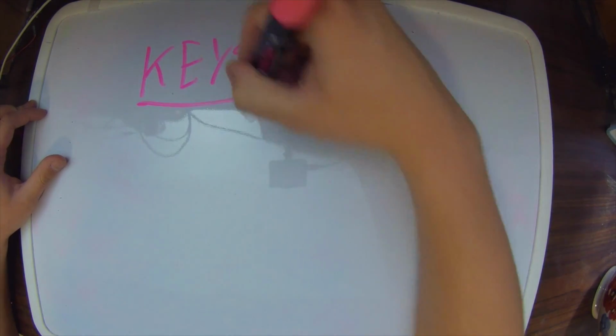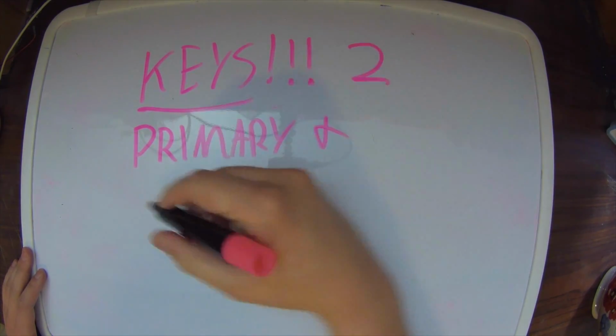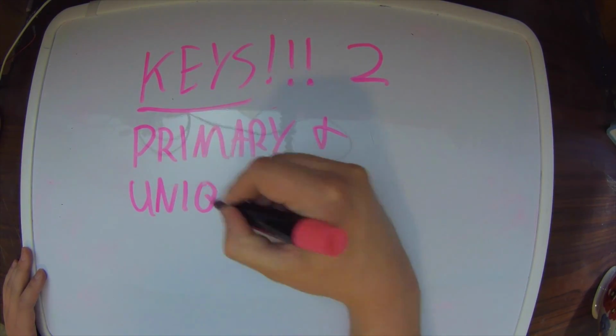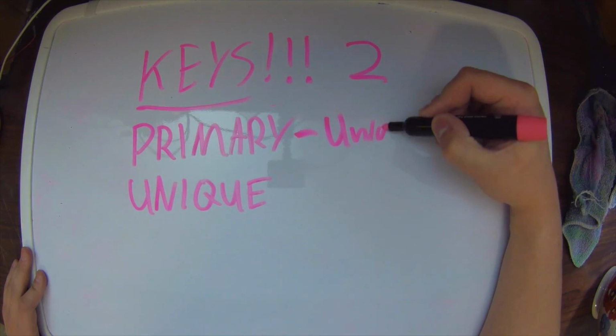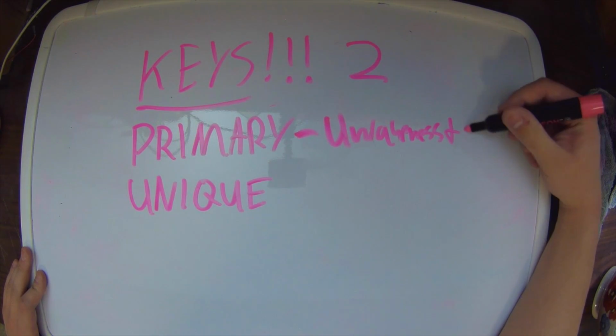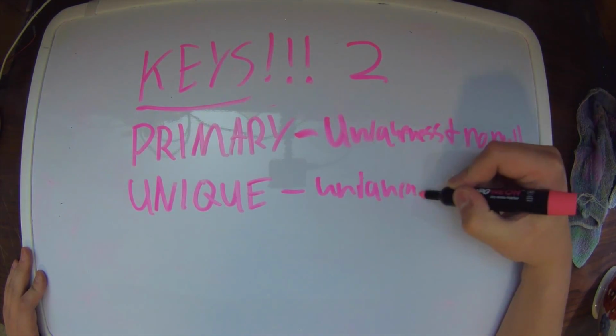So like we said before, keys are what are used to define an instance so we can get all the other components of that instance. There are two keys we're going to be talking about, primary and unique. A primary key has uniqueness, but it also cannot be null, unlike the unique key, which only has uniqueness and can have nulls.